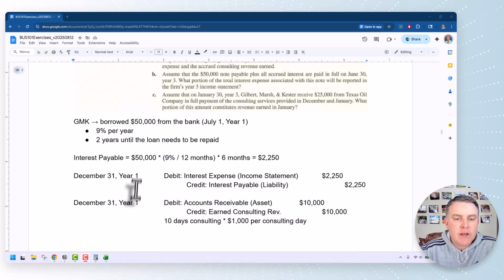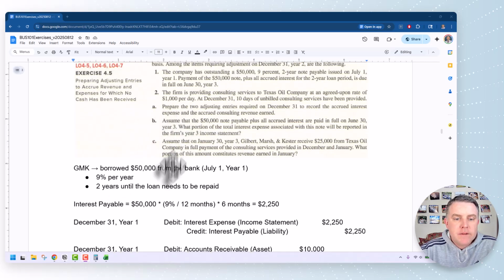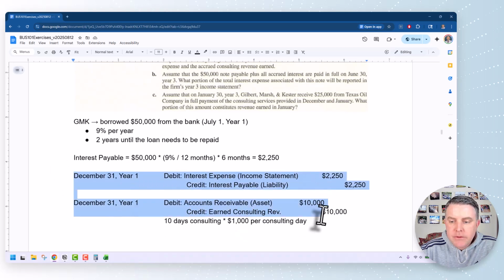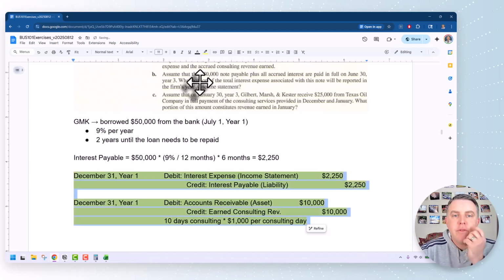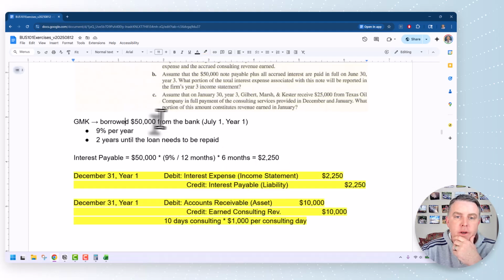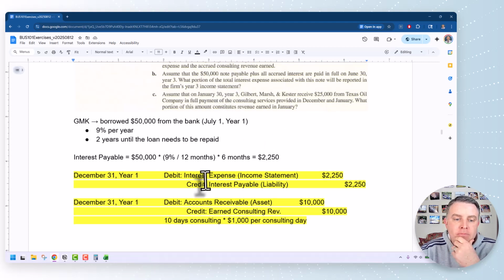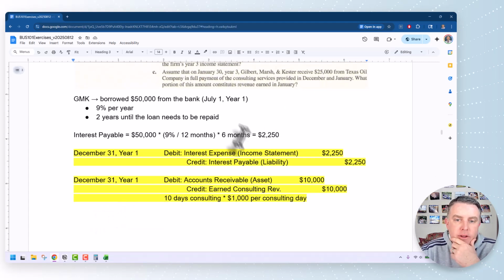So now we have our two adjusting entries for part A. These two entries here are the solution for part A. So I'll just highlight these. And then part B, it says assume that the $50,000 note payable, the thing that we're talking about here in part A, assume that amount plus all the accrued interest is paid in full on June 30th, year 3. Okay. What portion of total interest expense associated with this note will be reported in the firm's year 3 income statement? Well, that's easy, and we've already calculated it.